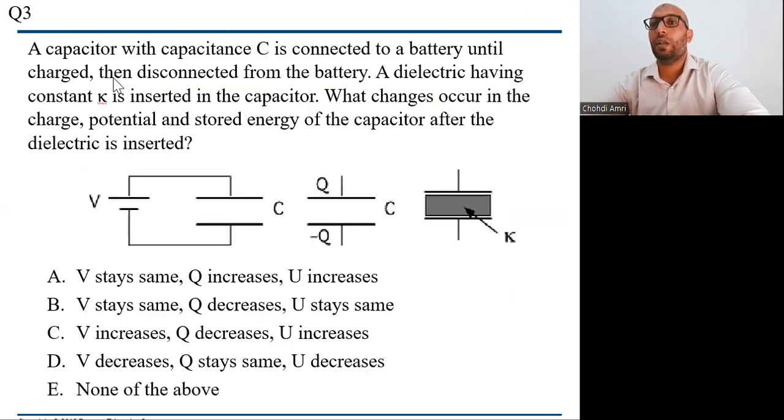Last question. A capacitor with capacitance C is connected to the battery until charged, then disconnected from the battery. The dielectric having constant kappa is inserted in the capacitor. What changes occur in the charge, the potential, and the energy stored of the capacitor after the dielectric is inserted? The battery is disconnected.